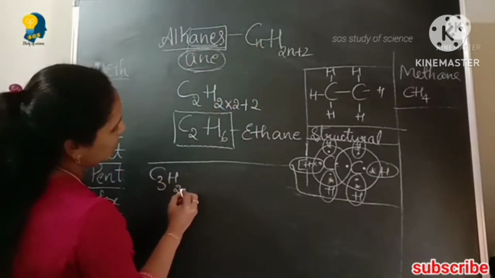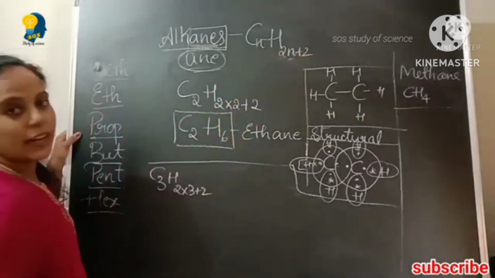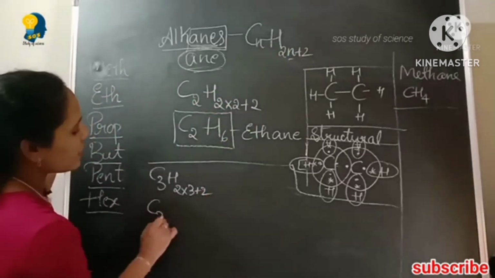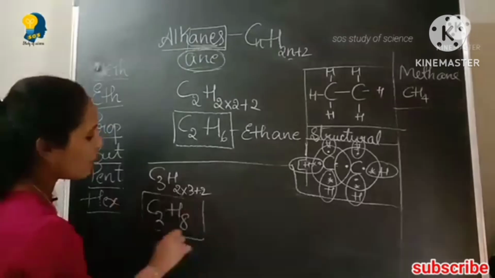C3H2 into 3 plus 2, because the N should be 3 now. We are writing for the third member. So it is C3H(2 times 3 is 6, plus 2 is) 8. So this is the third member.